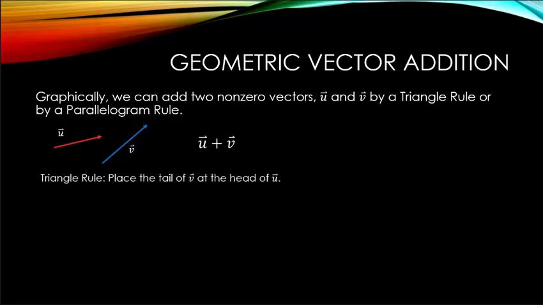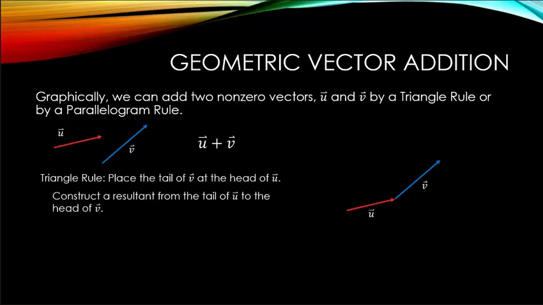By the triangle rule, I'm going to place the tail of the vector v at the head of the vector u. This will look like my red u vector going up to the right, and then the tail of the v vector starts at the tip of the u vector and goes further up to the right. Then I'm going to construct a resultant that goes from the tail of my first vector u to the tip of my second vector v. This resultant gives me the sum of u plus v geometrically.